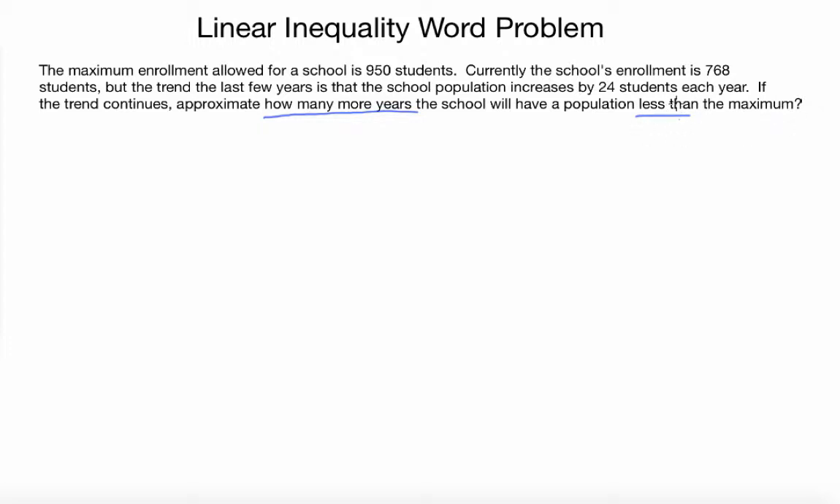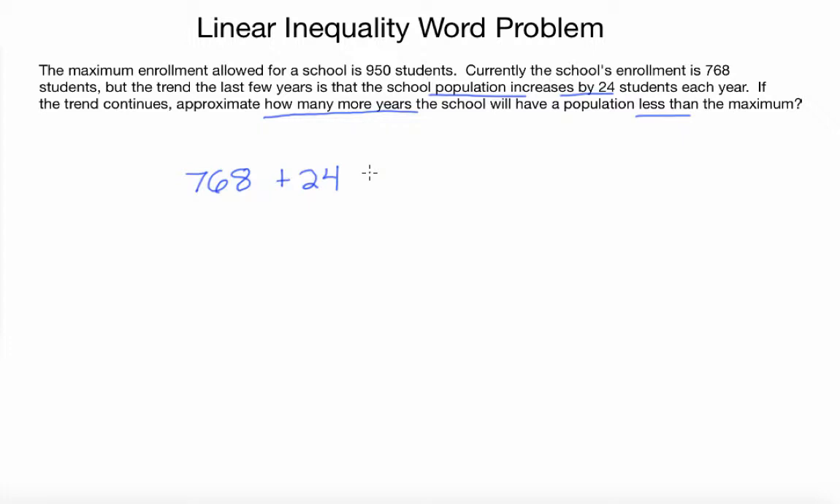All right, so we have an inequality. There's the words less than. It's an inequality type of language, and I'm going to try and translate this into some algebraic symbols here. Let's think about my population. Currently, I know there are 768 students. So that's what I've got right now. And it says I'm adding to that every year. The population increases by 24 students. So after one more year, there are 24 more students added to that.